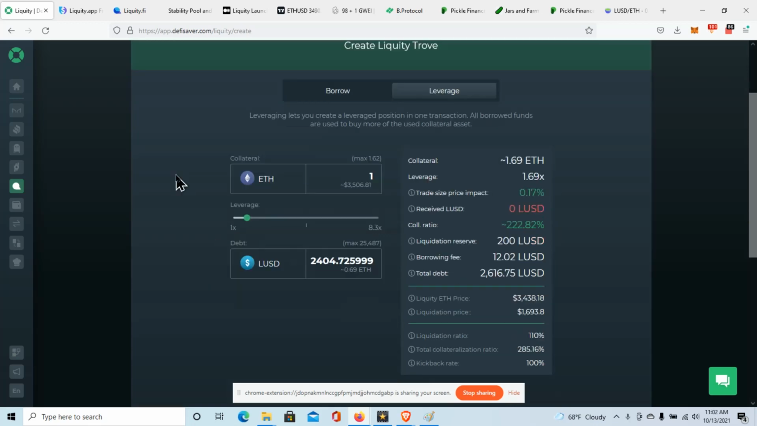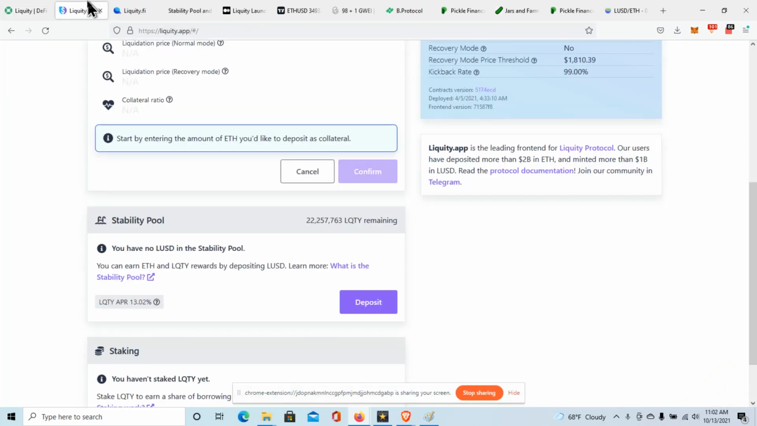So let's say you want to be a little more conservative and you're investing, you think it's around the top of the market, you think ETH is going to crash soon, or you just don't want to risk your dollars. What you can do is act as a stability provider. We can go to the Liquity app UI, and what you could do is deposit your LUSD into the stability pool.